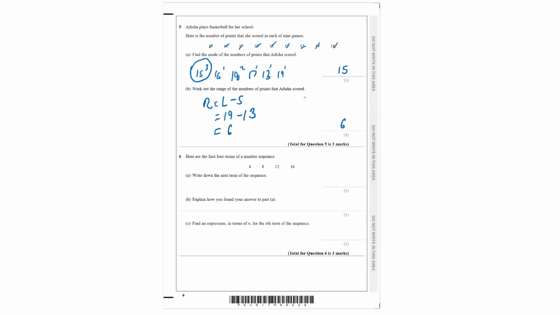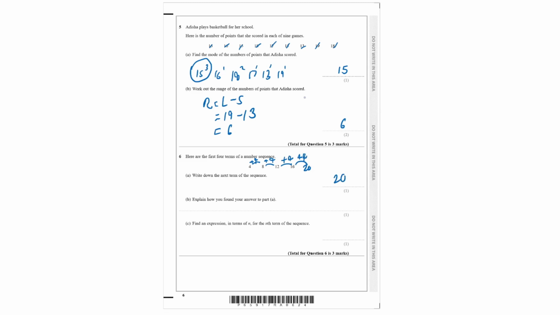Question 6. Here are the first 4 terms of a number sequence. Write down the next term in the sequence. The difference between 4 and 8 is plus 4. The difference between 8 and 12 is plus 4. The difference between 12 and 16 is plus 4. So we can assume that the next value is 16 plus 4, which gives us 20.